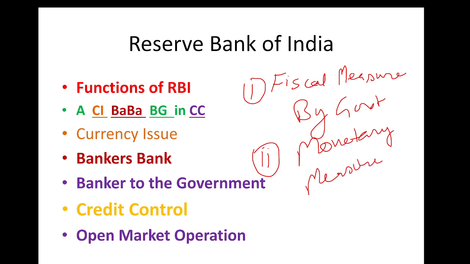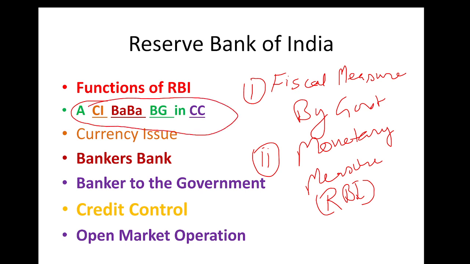It is done by RBI. So what is the function of RBI? To control credit also. So you can see here I have written in short form ACI Baba Business CC. CI, you can see the full form: currency issue. CI means currency issue, Baba means bankers bank, BG means banker to the government, CC means credit control, and OMO. So this is the function of RBI.